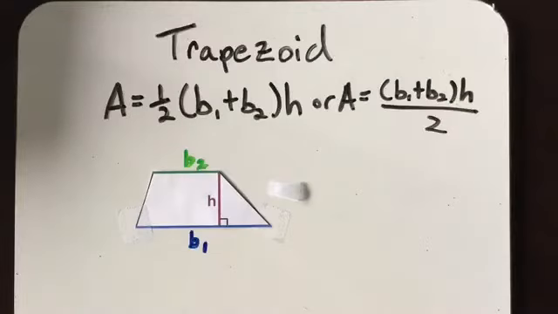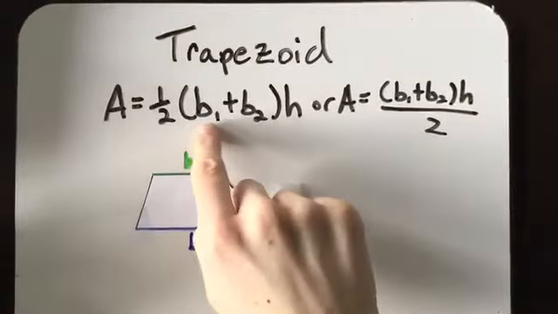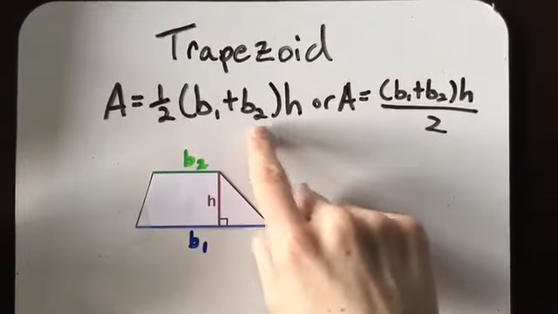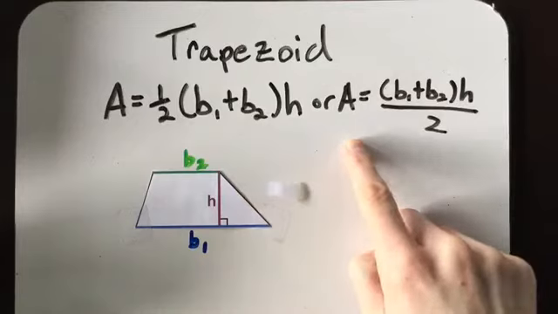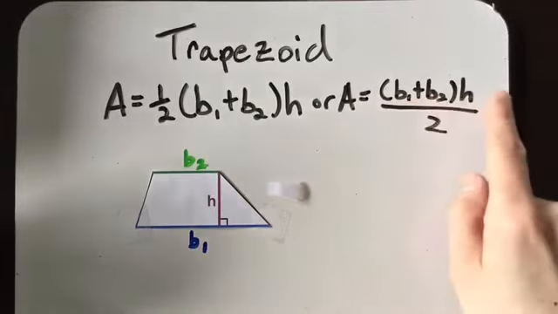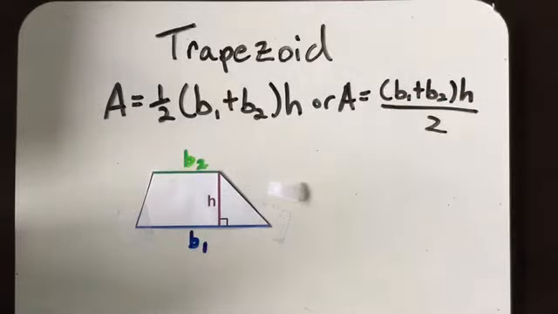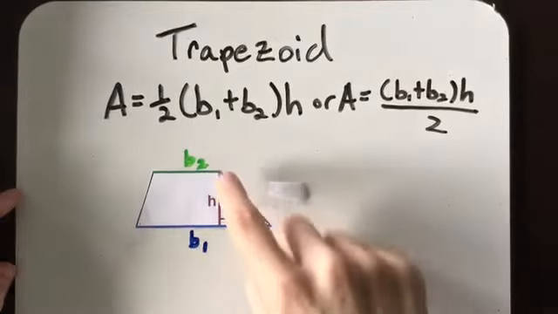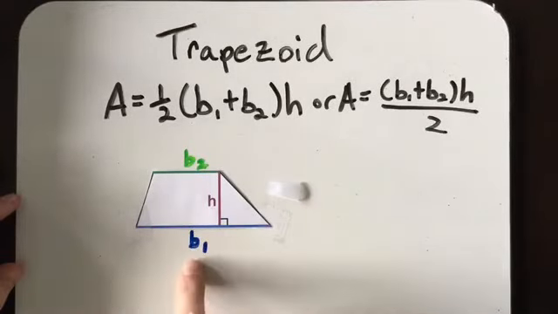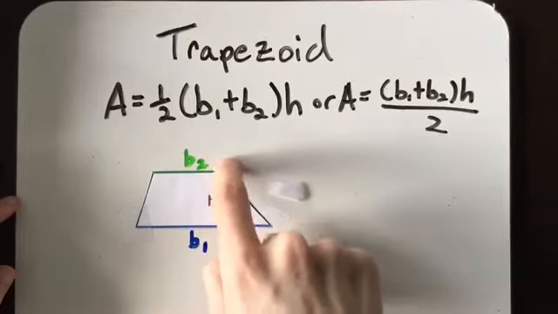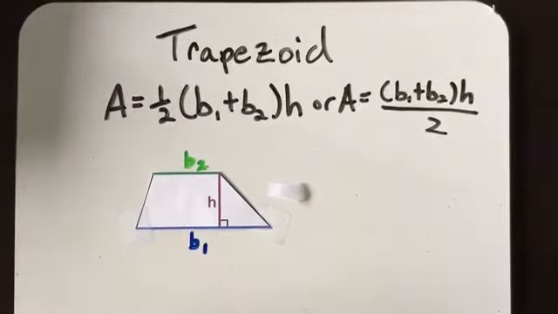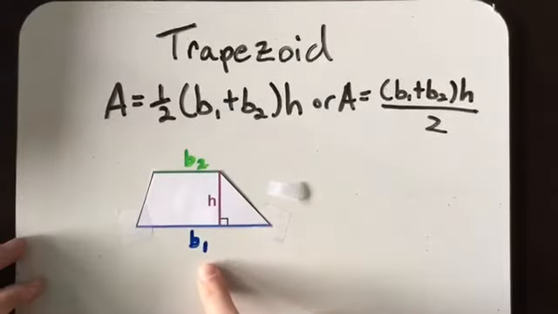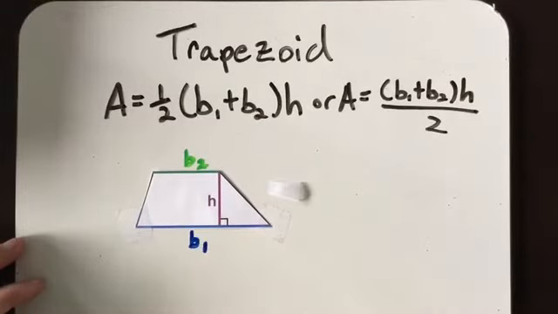Last but not least, we have our trapezoid. Okay, so our trapezoid kind of looks like that Pizza Hut sign, Pizza Hut symbol. Our area formula is 1/2 the sum of the base 1 plus base 2 times the height, or you can think of it as base 1 plus base 2 times the height divided by 2, whatever your preference is. When we look at our trapezoid, we have our height. It's perpendicular to our base. We've got base 1, base 2. It doesn't matter which one you call base 1 or base 2.